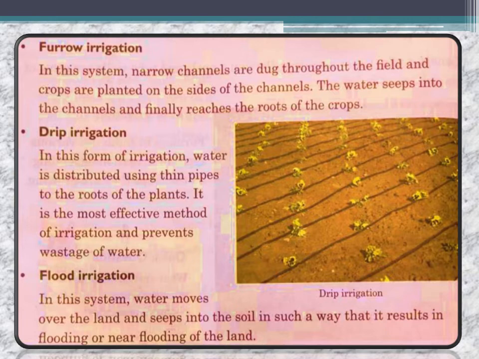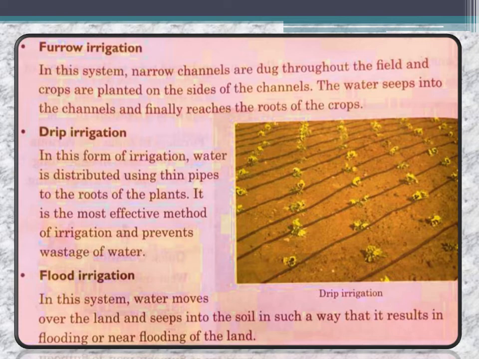Next we have drip irrigation. Now in this system there are pipes. Pipes are connected all over the field. Now crops will be planted near the pipe, and there will be holes, and drip by drip the water will go directly into the roots of the plant. This is the most effective method of irrigation because in this there is no wastage of water.